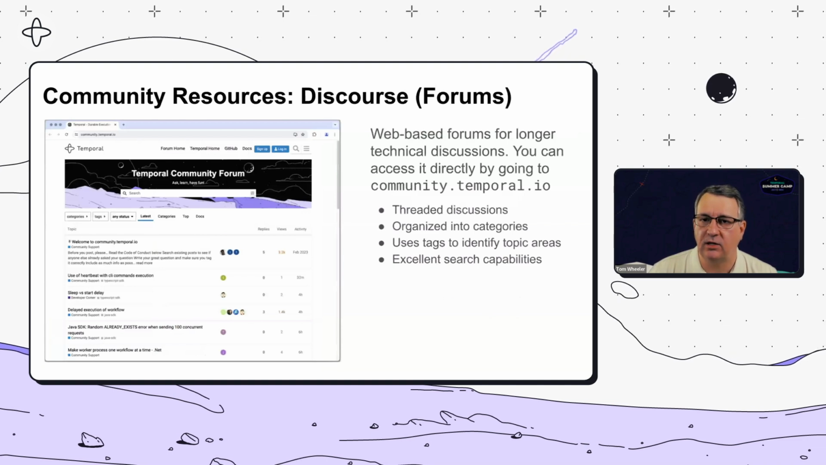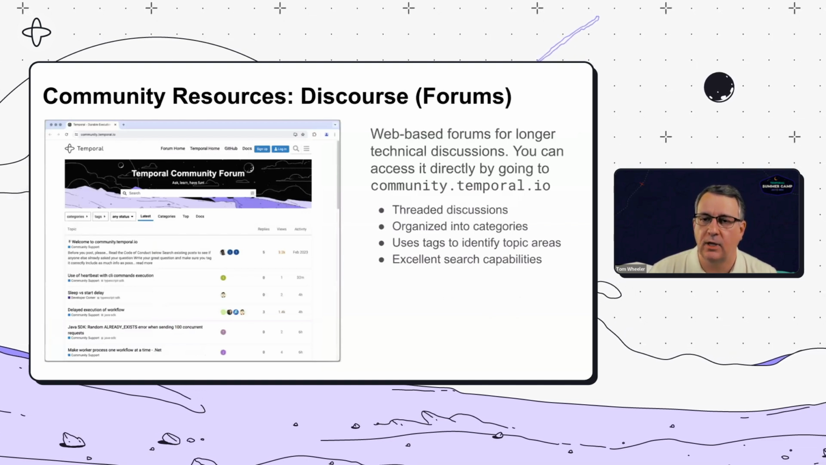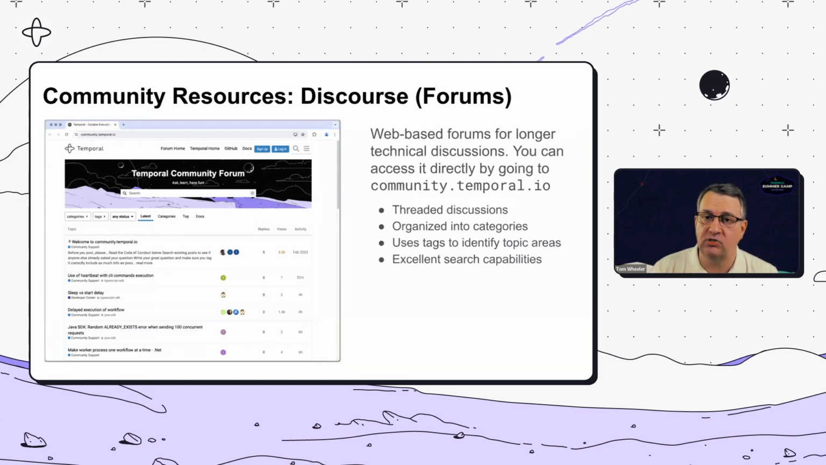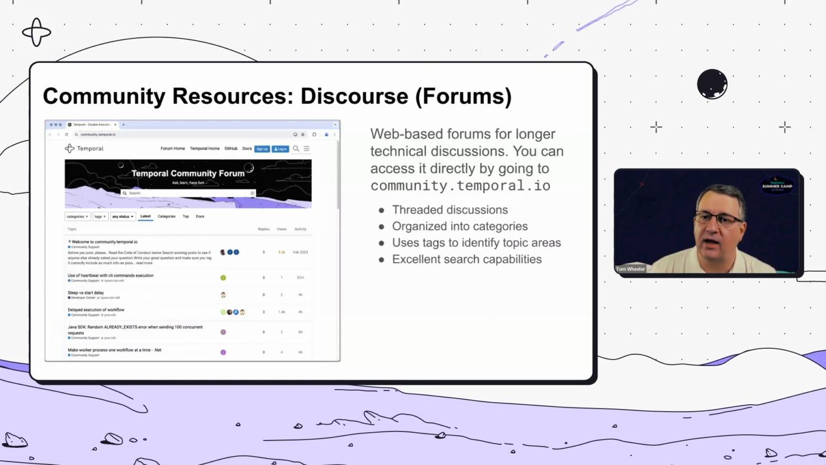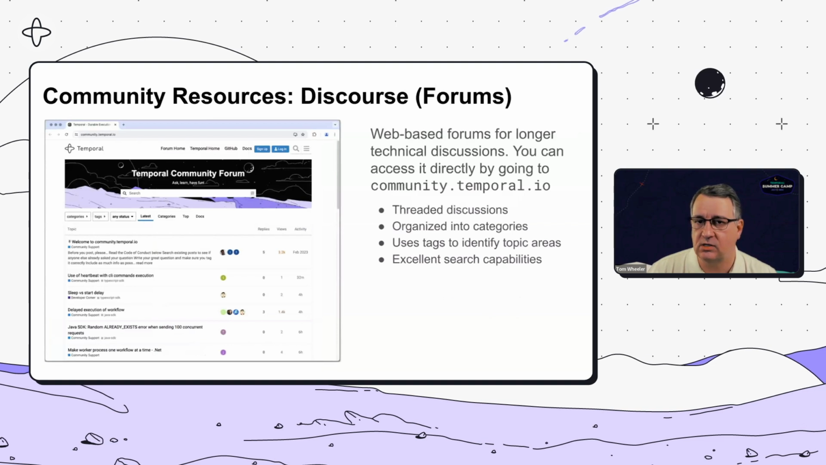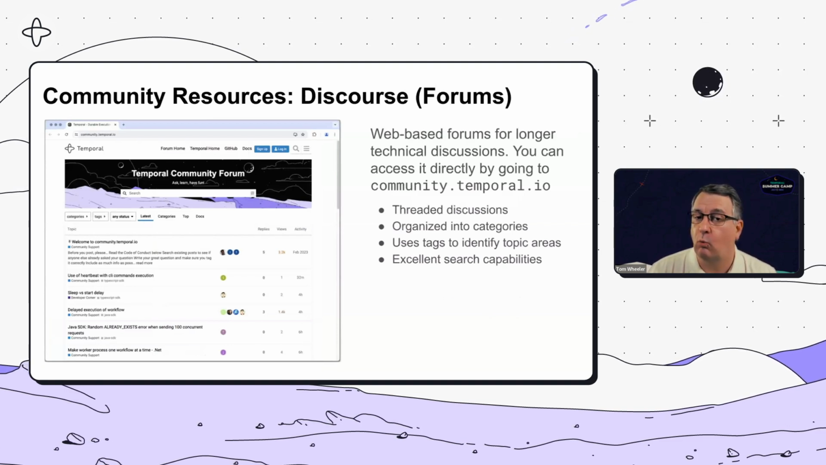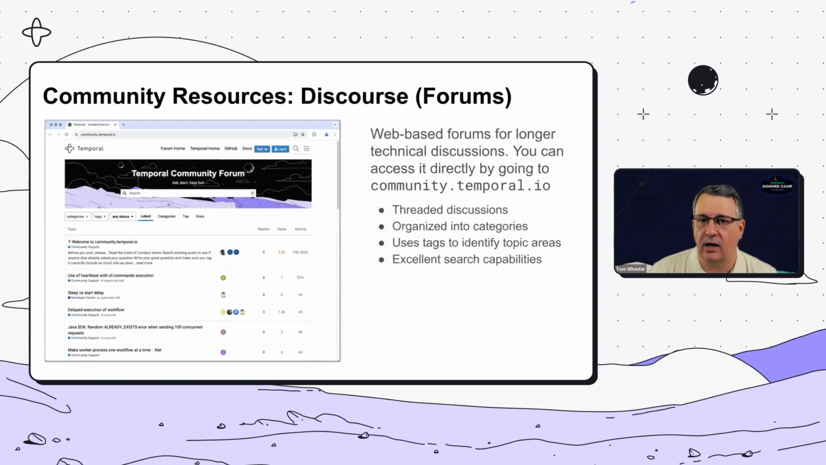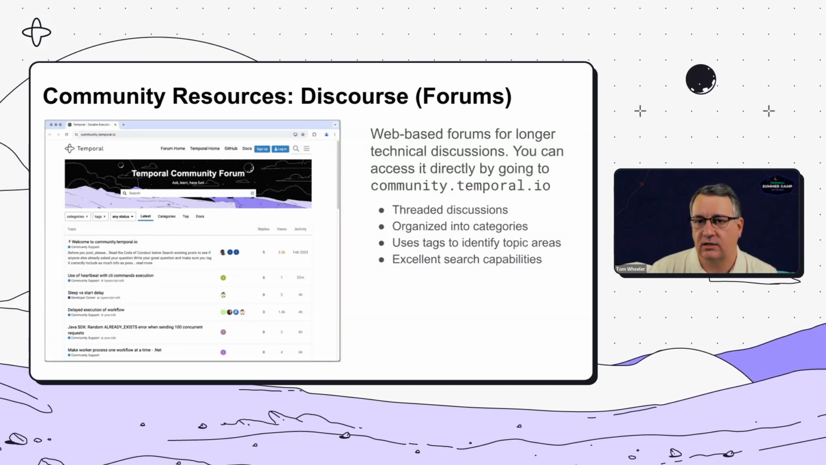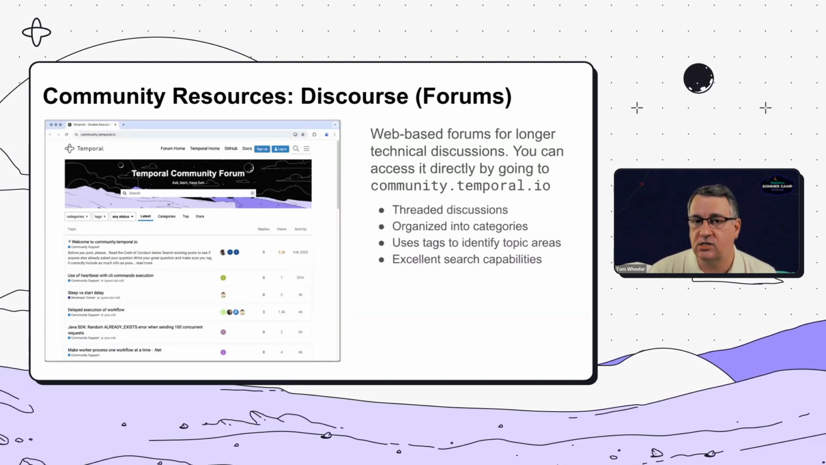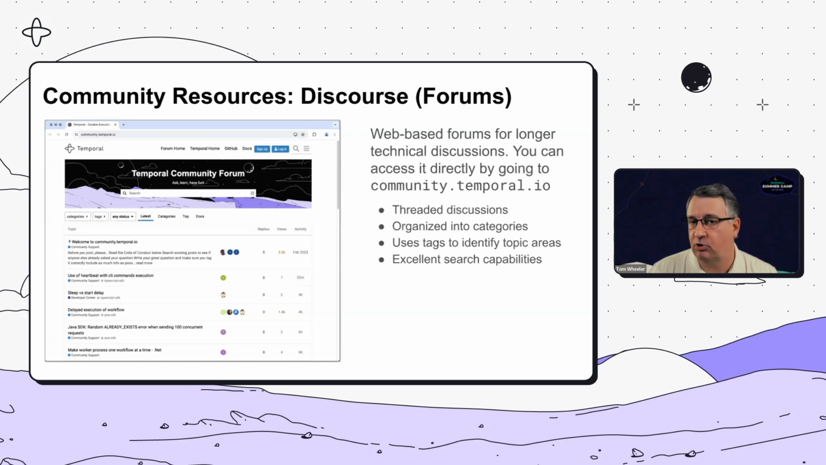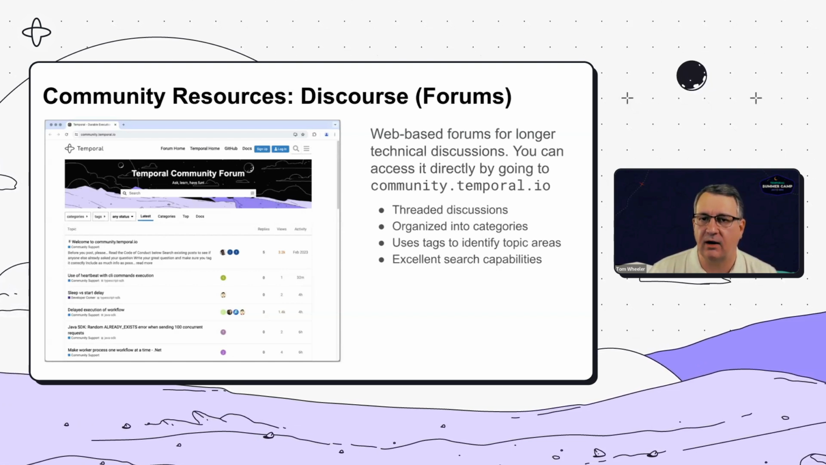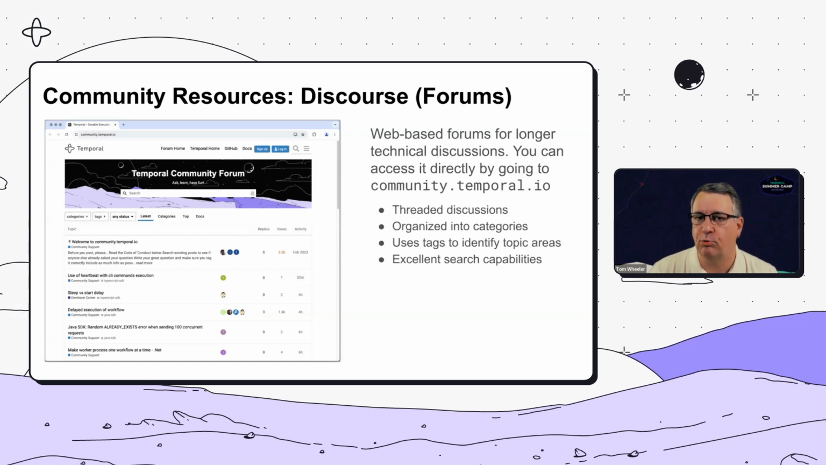On the community page, there's a link labeled Forum. This points to community.temporal.io, which uses the Discourse software to provide a searchable, threaded discussion list that's an alternative to Slack. While messages on Slack disappear after 90 days, the ones on this site do not, which makes it a better choice for longer technical discussions. These are organized into a handful of categories, similar to Slack channels, and they support the use of tags to identify specific topic areas, such as best practices or Kubernetes.